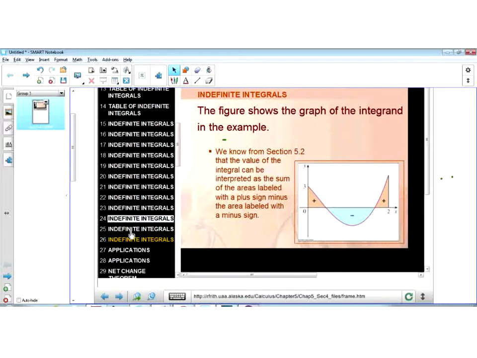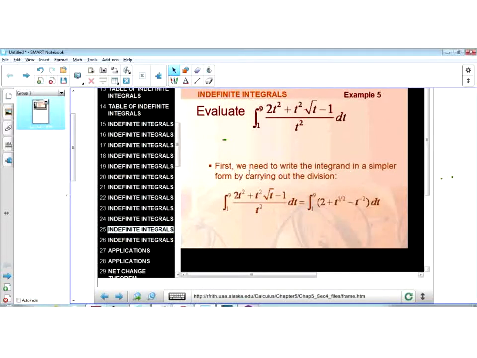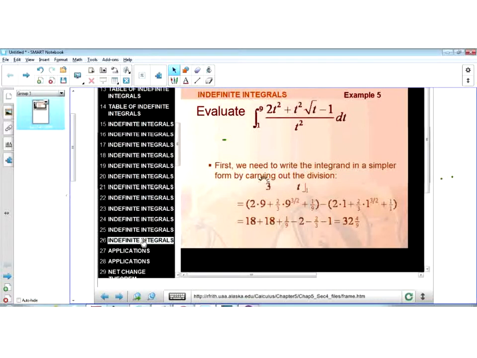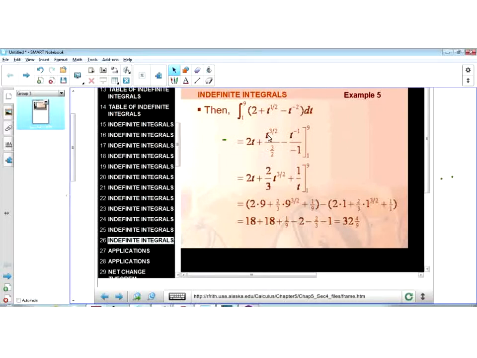Let's do another definite integral example. As I always suggest, replace radical notation with exponential notation, and then do the division. After doing the division, the function is 2 plus t to the 1/2 minus t to the minus 2. Then you just take the antiderivative of each term in the polynomial to get the indefinite integral. It turns out to be 2t plus t to the 3/2 over 3/2 minus t to the minus 1 over negative 1. Evaluate it from 1 to 9.